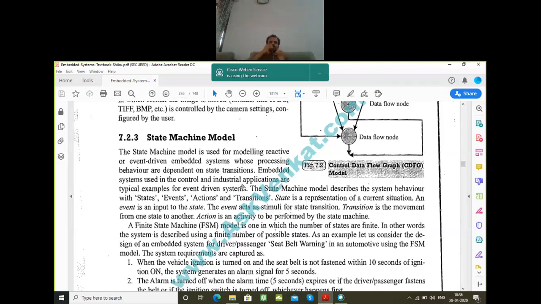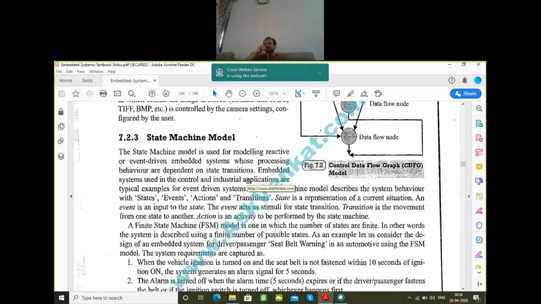State machine models are used for modeling certain event driven embedded systems. Event driven means the embedded system's operation depends on the occurrence of certain events, while its processing behavior depends on state transitions. So state machine models are those models which are event driven and whose operation depends on the transition of the states. States are the present state and the future state, that is, the next state.